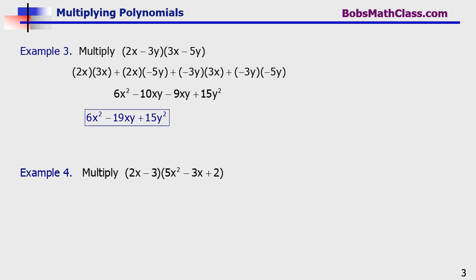Okay, so the next one we're going to distribute the 2x and then come back and distribute the negative 3. So 2x times the 5x squared, the negative 3x, positive 2, and then negative 3 times the 5x squared, 3x, and the 2.